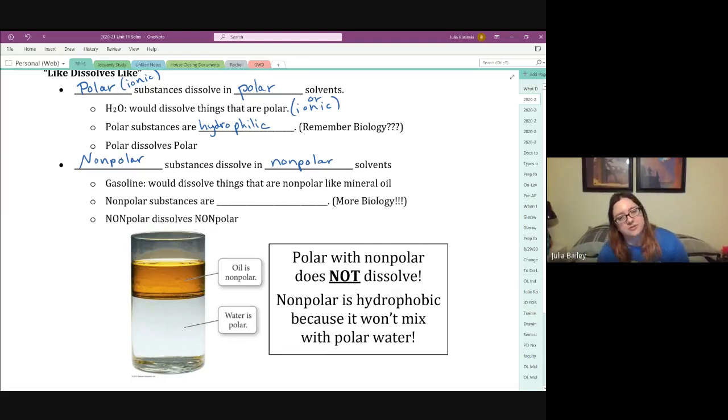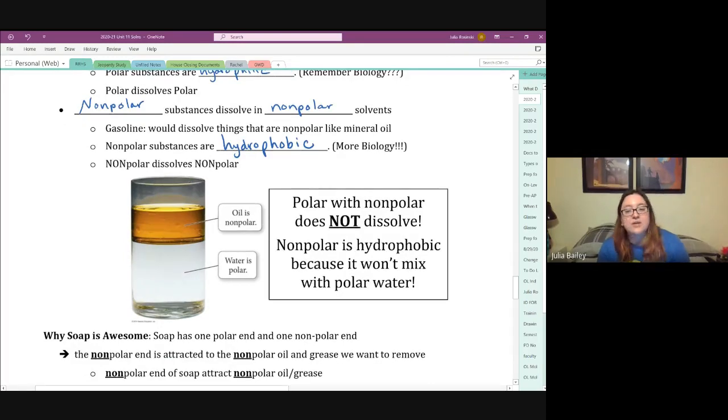So they do not dissolve each other. Gasoline is non-polar and water's polar. They don't mix with each other. But gasoline would dissolve other non-polar things like mineral oil. Non-polar substances are hydrophobic. Again, it's a nice little biology word coming back to haunt you. Non-polar stuff dissolves non-polar stuff.